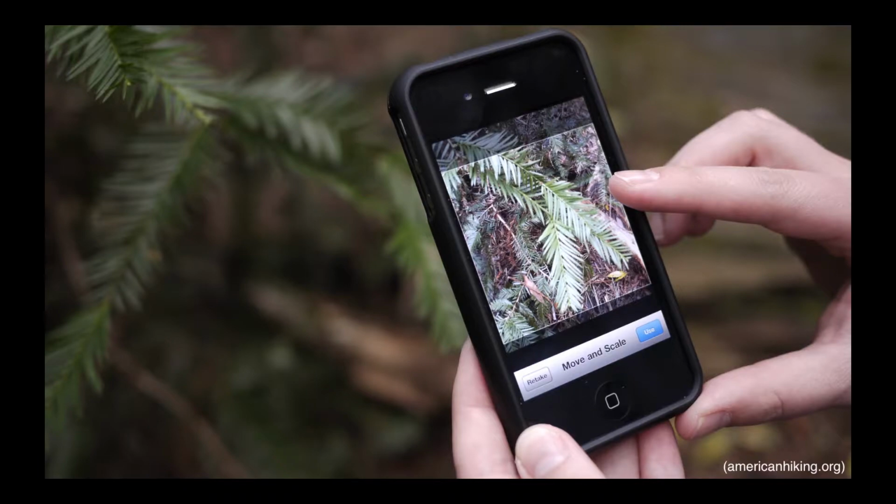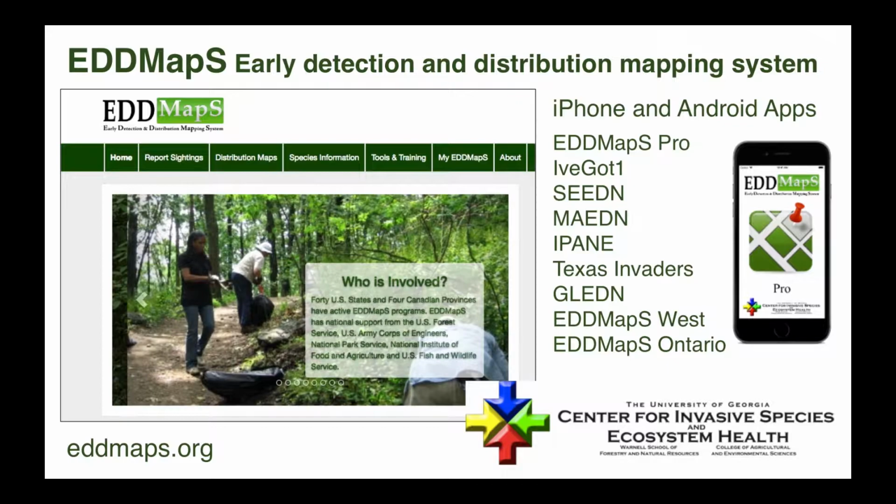So our collaborators are this group out of University of Georgia, the Center for Invasive Species and Ecosystem Health. And they run a website and a suite of phone apps that are called EDDMapS. And so these allow people to upload observations of invasive plants, insects, wildlife, and pathogens. And they include all sorts of data like where they saw them, some of the habitat conditions.